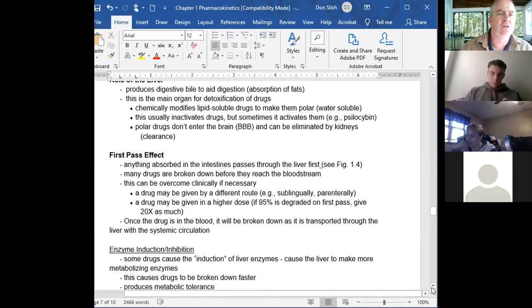And the key to liver metabolism is that what the liver is mainly trying to do is make toxins more water soluble. Two things about that. One is if it's water soluble, it can't get into your brain, so it's protecting your brain by turning it water soluble. And the other thing is your kidneys can only get rid of water soluble things. I'll talk about that in a minute when we get into elimination.